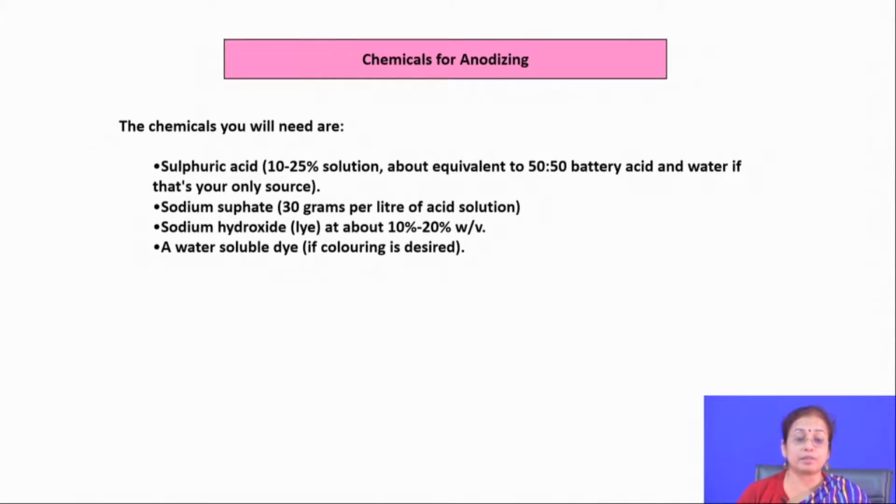And the chemical solution may be sulfuric acid, 10 to 25% solution, about 50-50 battery acid and water, if that is the only source. Sodium phosphate, sodium hydroxide, and water soluble dyes are also required.